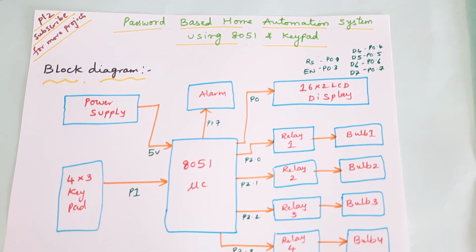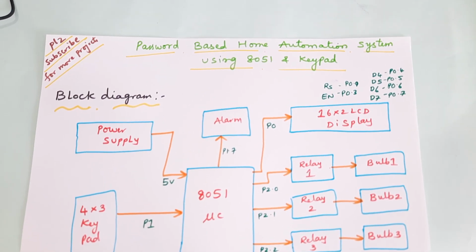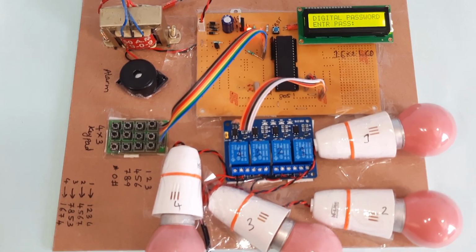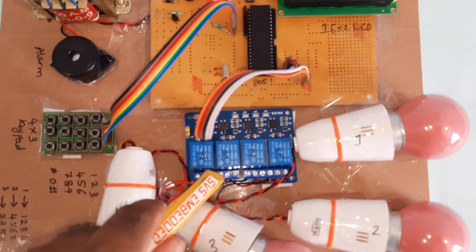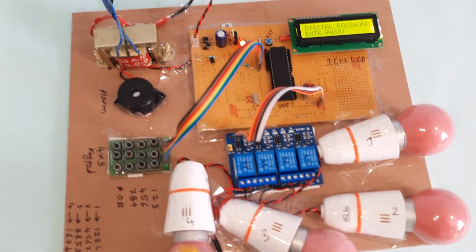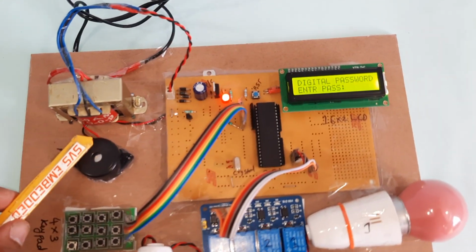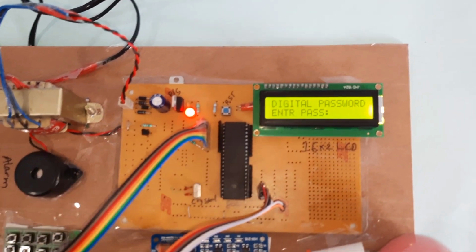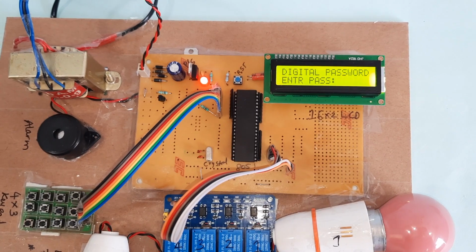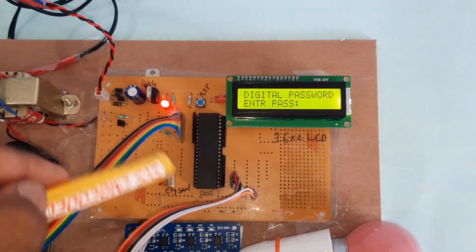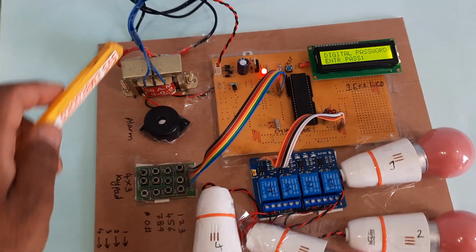Password based circuit, password based home automation system using 8051. So this is a 4 channel relay coil and 4 AC bulbs, 4x3 keypad, alarm, 8051 microcontroller board, and 8051 development board and transformer.